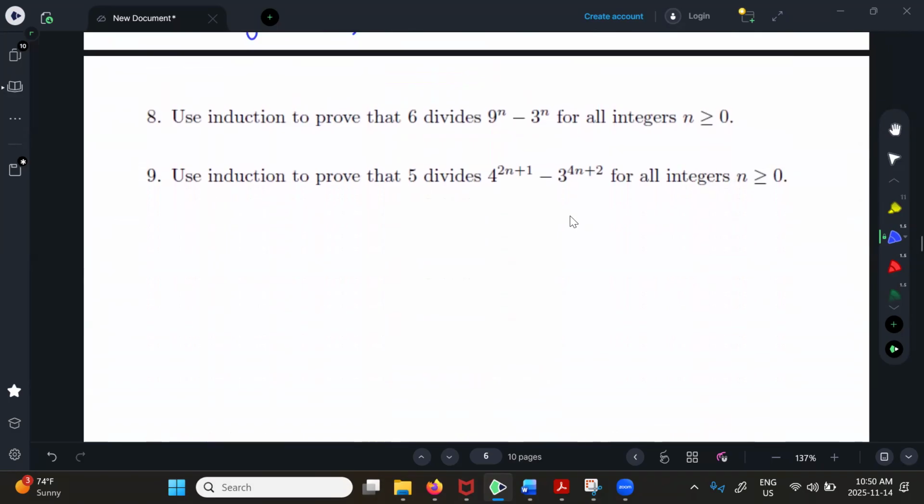Now, for Sarah's request, we're going to solve number 8. Use induction to prove that 6 divides 9^n minus 3^n for all integers n greater than or equal to 0. Now here's the thing. This is not a math equation. How do I write it as a math equation? 6 divides 9^n minus 3^n is no use to me. I cannot prove it. I need something tangible.